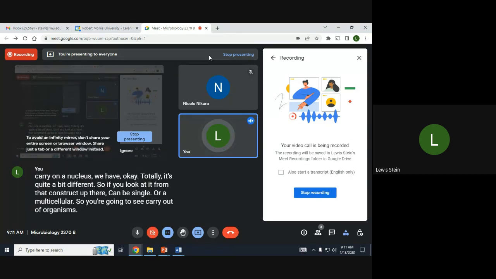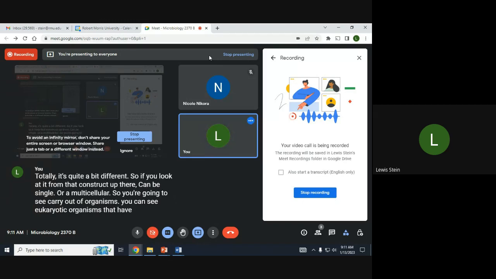You can see eukaryotic organisms that have one cell. I even talked about that with Trichomonas vaginalis that causes the second most common sexual transmission. One cell. Or they can be multicellular, like us. So eukaryote, single or multicellular. Okay? They can have a cell wall or no cell wall. So there's a certain amount of freedom to it.